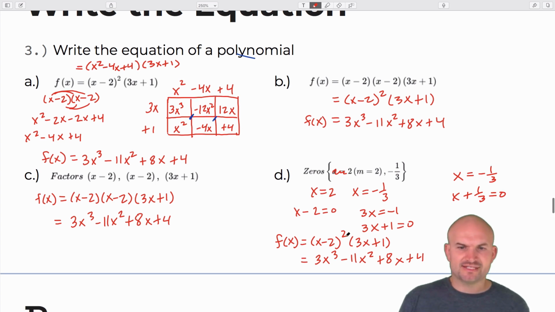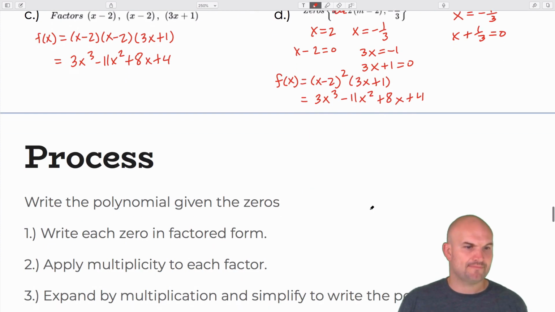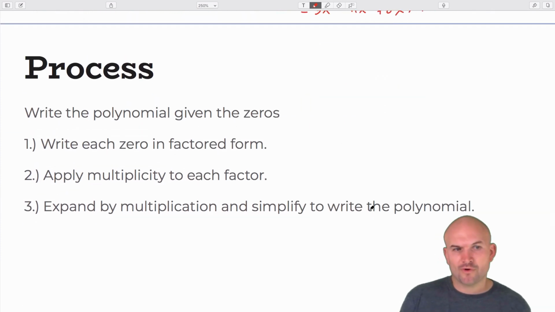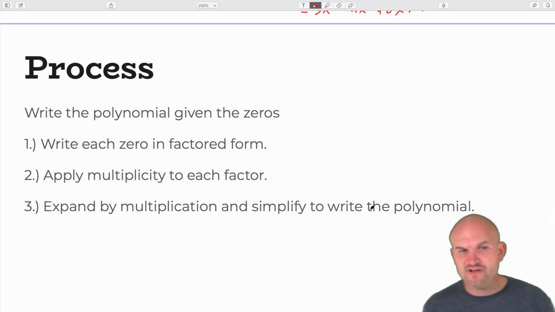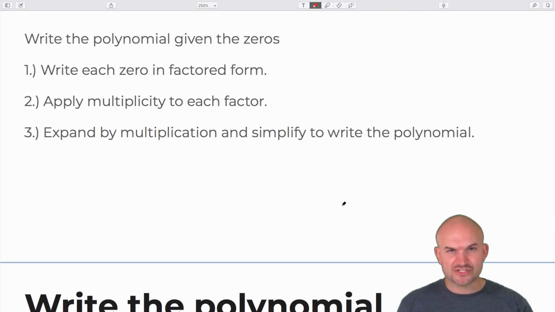So therefore we get the zeros, then we get the factors, and factors equal 0, and then you multiply them. Okay, so basically the process for writing the equation is fairly simple. You just write each zero in factored form. If we're given the multiplicity, you apply the multiplicity to each factor, and then you expand multiplication and simplify. And that's basically kind of it. Now, obviously, there's some variations. That's a very simplified version of this.